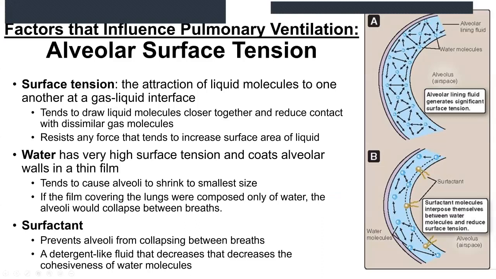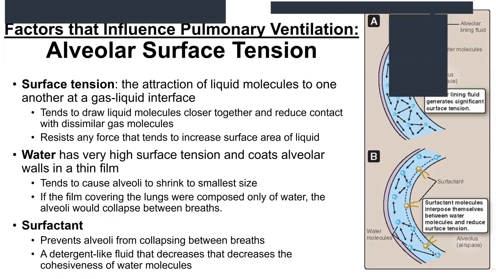Okay, so how this relates to the lungs is that here is our air to water interface. Inside the alveoli is an airspace, and then lining the alveoli, remember, is fluid. And this generates a really significant amount of surface tension, which tends to cause alveoli to shrink to their smallest size.